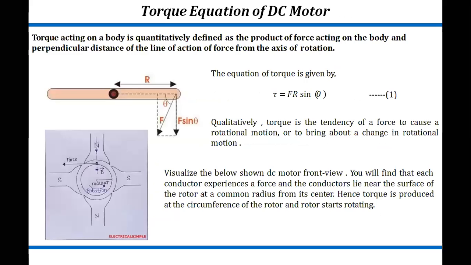How can we define the torque? Torque acting on a body is quantitatively defined as the product of the force acting on the body and the perpendicular distance of the line of action of the force from the axis of rotation. Theta is the angle between that radius and the force. So you will get torque equal to F into R into sin theta. So torque is the tendency of a force to cause motion.